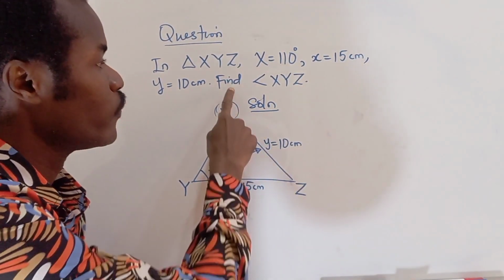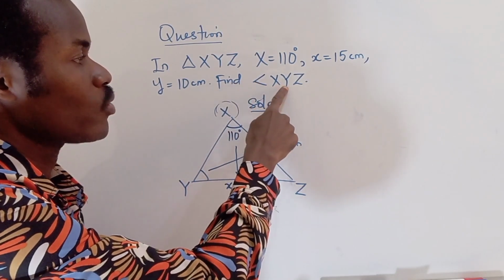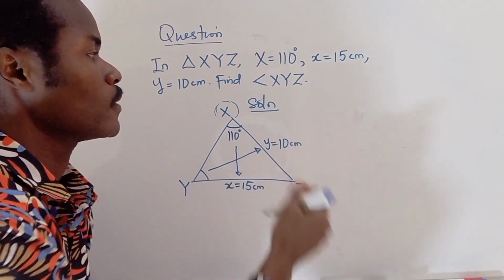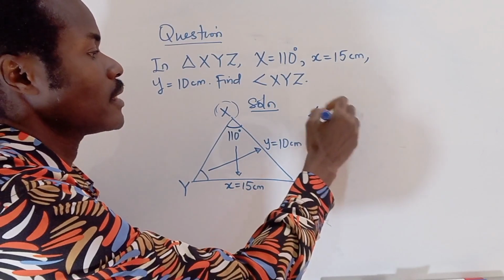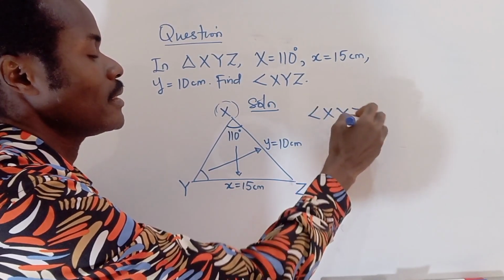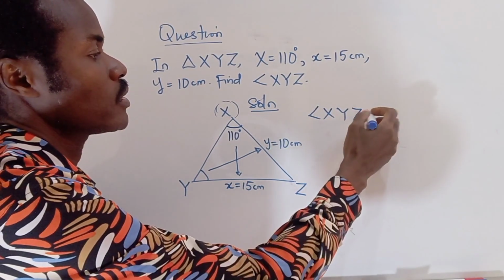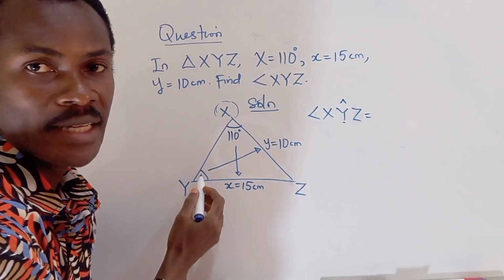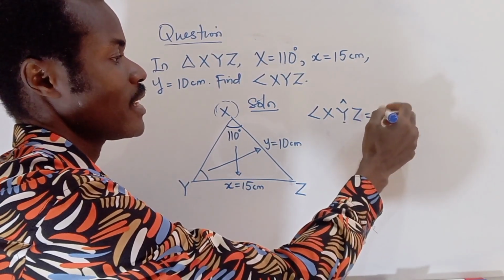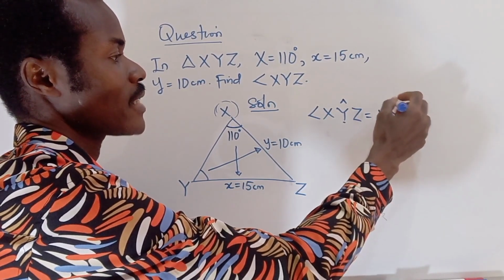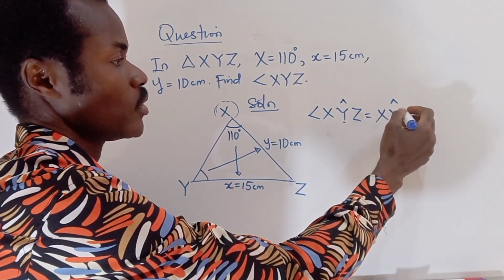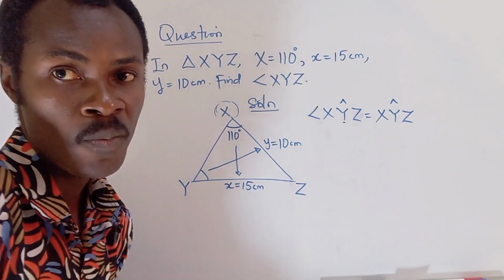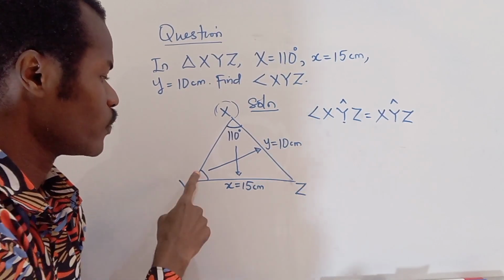So the question says we should find angle XYZ. What does it mean by find angle XYZ? Angle XYZ simply means we have to find this angle at the middle. That means angle Y. We can still write this as X, Y, that's angle Y, and Z. Most times you can see it represented in this way or this way. So it means we need to find this angle.